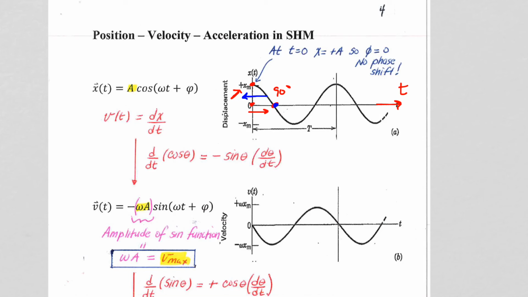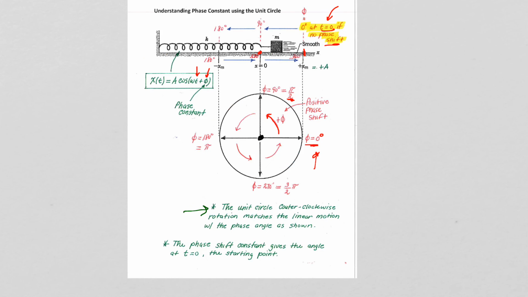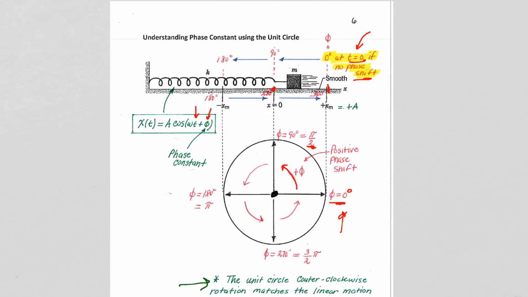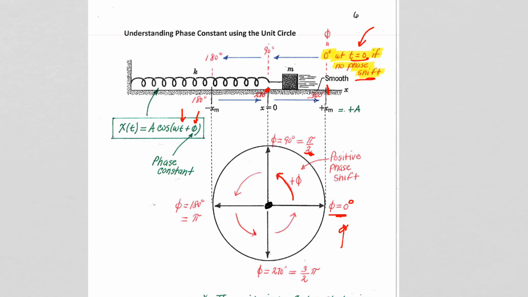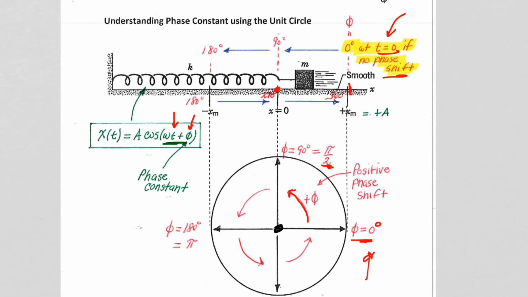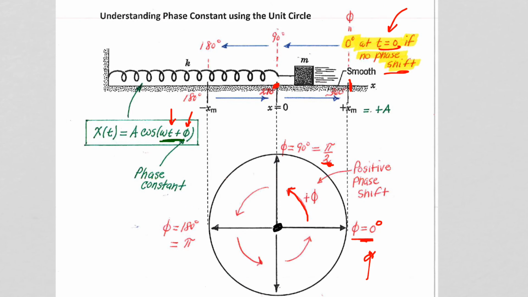The most important thing, from the physics perspective, of course, is that it's the starting position, right? It's the starting angle in our solution x equals A cosine(omega t plus phi), because when you plug in t equals 0, you have only the phase angle left.